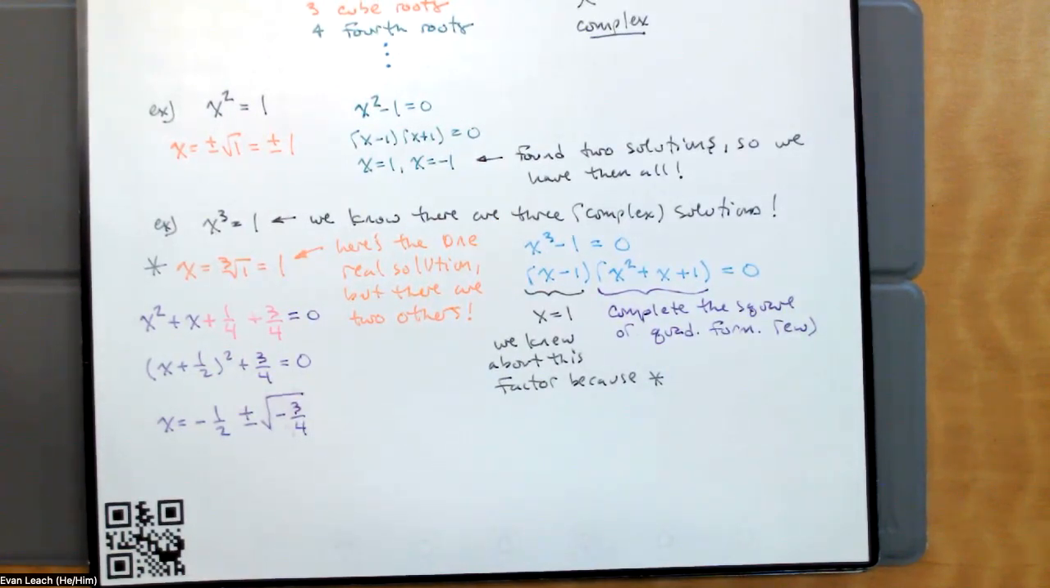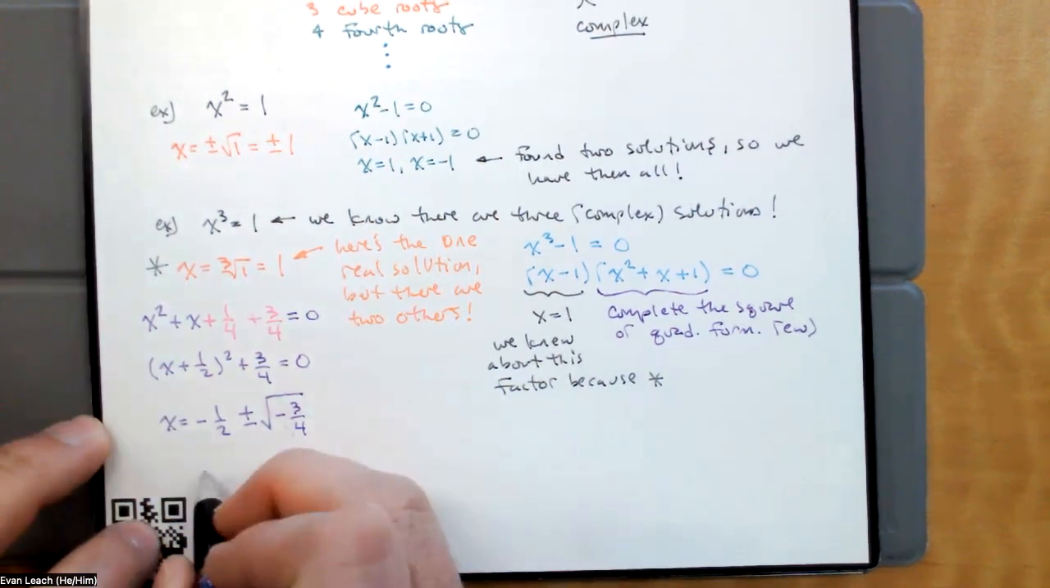Now over here, I've got the square root of -3/4. We expected this to happen. We knew this was going to happen because we knew that there were 3 complex solutions. Inverse operations just on the original gave us 1 for a real solution. That leaves 2. And here are our 2 complex solutions.